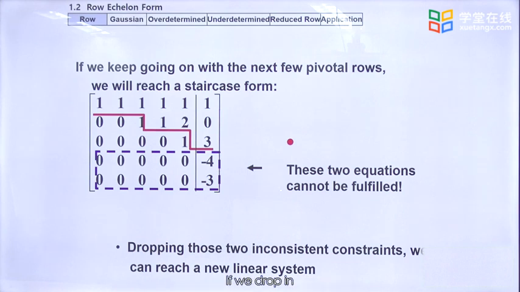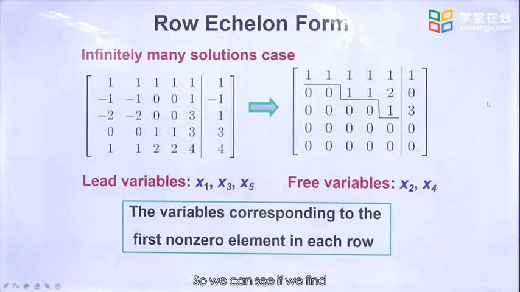Okay, if we drop in these two inconsistent constants, we can reach a new linear system. So we can see if we find this new linear system, the solution set changes to be infinitely many solutions. After we do the row operations to this augmented matrix, we find this row echelon form. See, in this row echelon form, the last two rows are all zeros here.